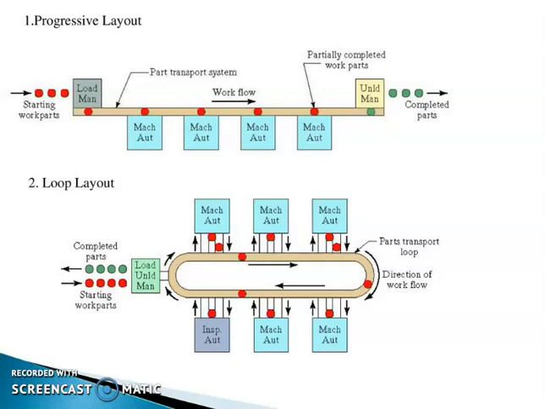The next one is loop layout. In loop layout, the workstations are organized in a loop. The parts flow in one direction around the loop. The loading and unloading workstations are located at one end of the loop. It may be a rectangular type as shown, or it could be a circular type.